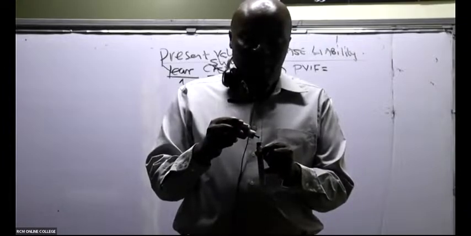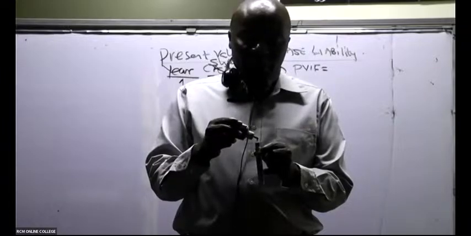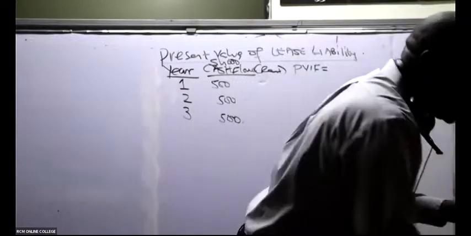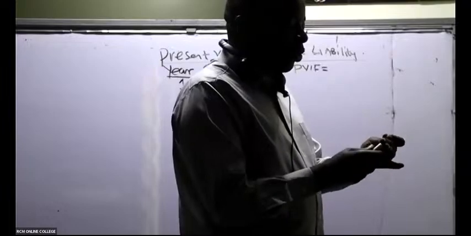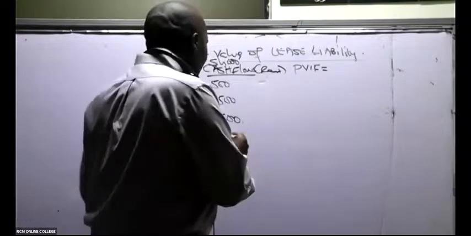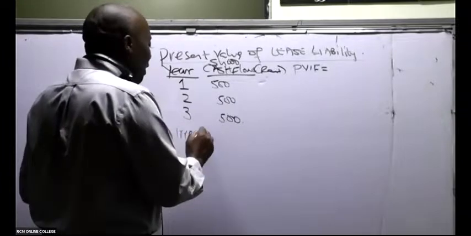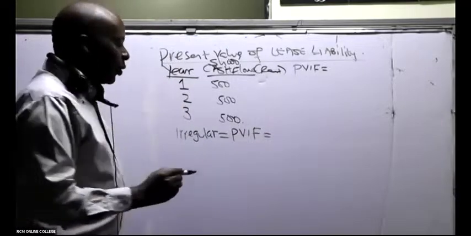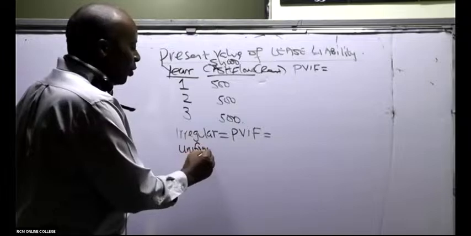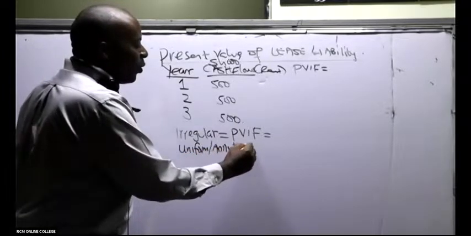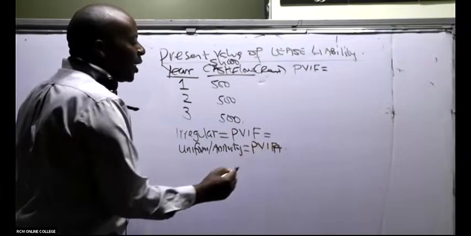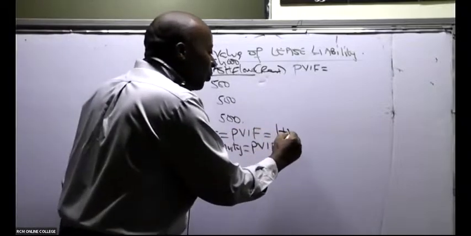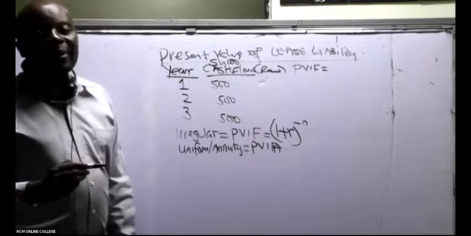So I'm repeating, ladies and gentlemen, anytime you see cash flows, it will be very important for you to see their pattern. When you see that these are non-repeating cash flows, the ones we are calling irregular, you shall discount them using PV. And the uniform ones, the ones we are calling annuities, you shall discount them using PVIFA, present value interest factor of an annuity. And the PVIF is the one where we use this formula: 1 plus R raised to negative N.